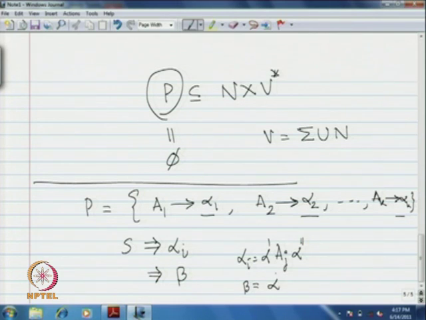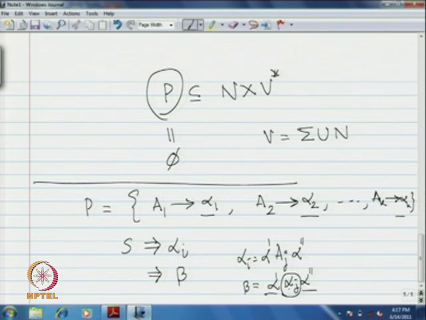What we have got in beta is alpha dash, alpha j, alpha double dash, and in beta you can clearly see that there is at least one non-terminal symbol, because alpha j has a non-terminal symbol. Now, there may be non-terminal symbols in alpha dash and alpha double dash also.